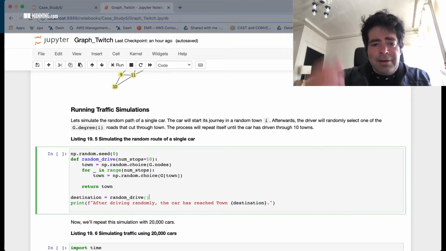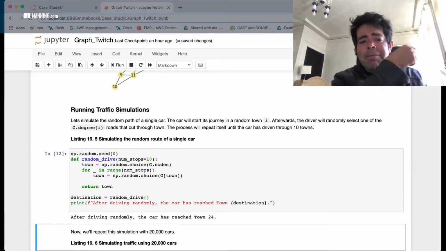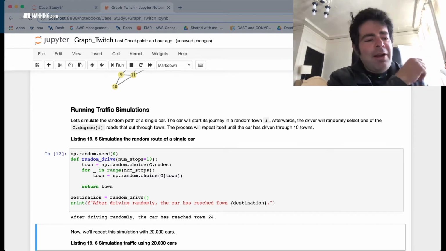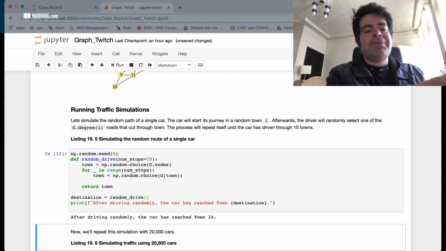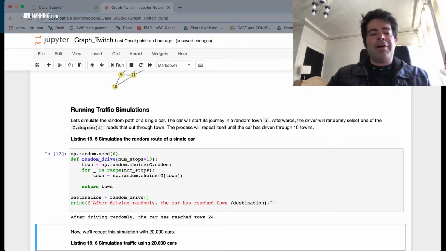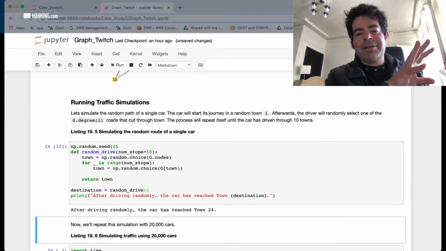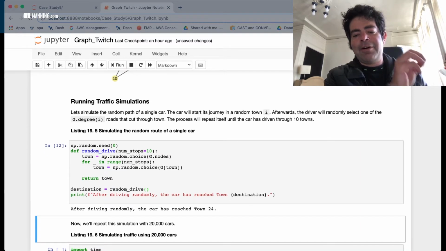So let's do this. We're going to have a car drive around randomly, and it has reached town 24. Well, big whoop. But now that we can simulate the path of a single car, we're going to simulate traffic. And we're going to assume that traffic involves tens of thousands of cars all driving around from town to town. So we're going to simulate traffic using 20,000 cars.